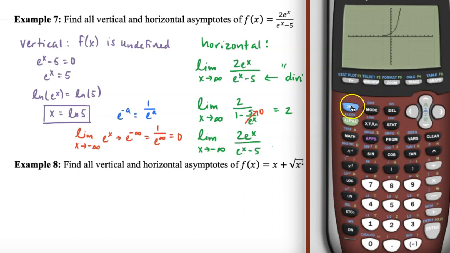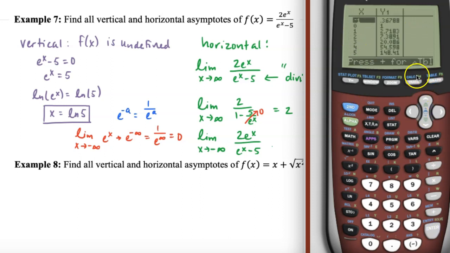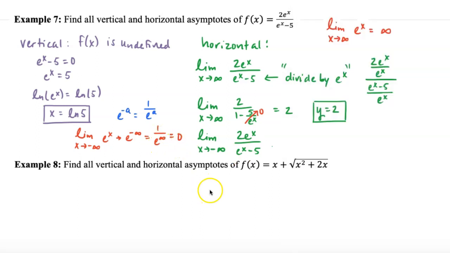So let me adjust my table settings. I want to go to auto, just so this table will automatically populate. And now I can see that as x is getting smaller and smaller, can I see how my y values are getting closer and closer to 0? So that's going to confirm my limit. What does that mean? Well, that means that as x is approaching negative infinity, this limit is going to equal 2 times 0 divided by 0 minus 5, since e to the power of x as x approaches negative infinity is 0.